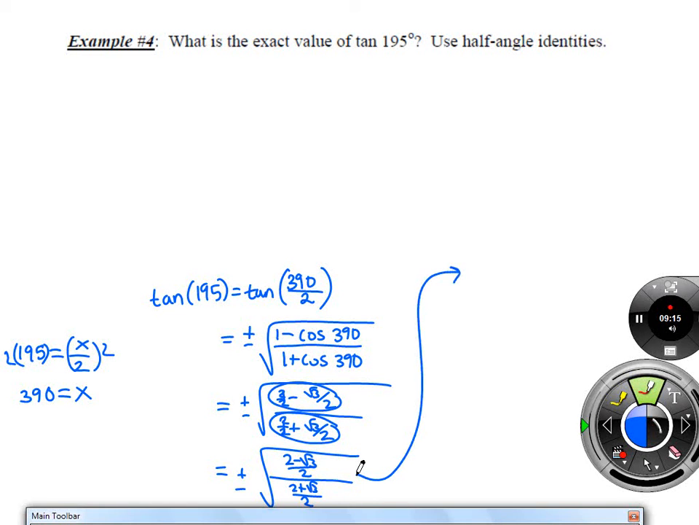Inside the radical, I want to go ahead and do that division problem. So off on the side, I would do 2 minus rad 3 over 2 being divided by, or multiplied by the reciprocal of, 2 plus rad 3 over 2. And I'd get 2 minus rad 3 over 2 plus rad 3. That's all underneath the radical still with the plus or minus in front of it.